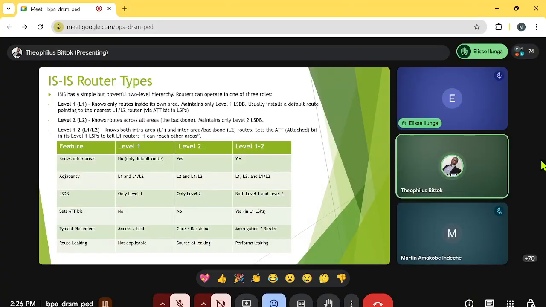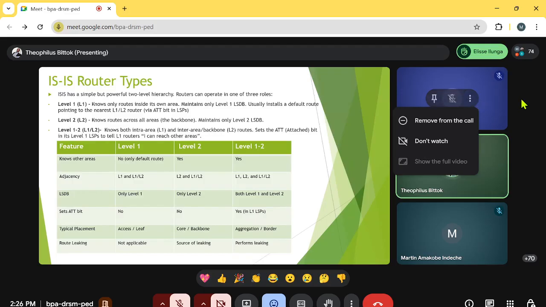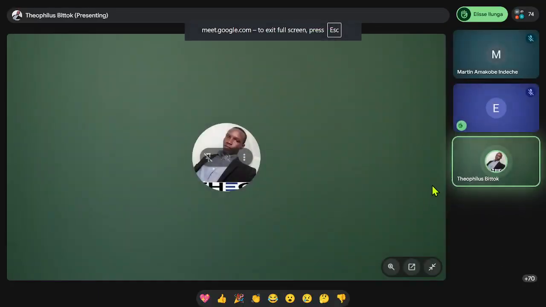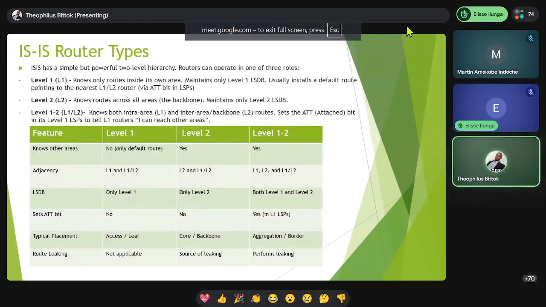For it to know how to get into other areas, we'll have to have a level 1-2 router. The level 1-2 router is going to advertise a default route to the level 1 router, telling them: you are in area 10, and if you want to reach area 20, you can pass me. So basically a level 1-2 router is like a transit. And level 2 knows all the routes for the different areas. If you have, let's say, five areas, area 1, area 10, area 15, area 14, level 2 knows all the routes for all those areas, since it's in the core.